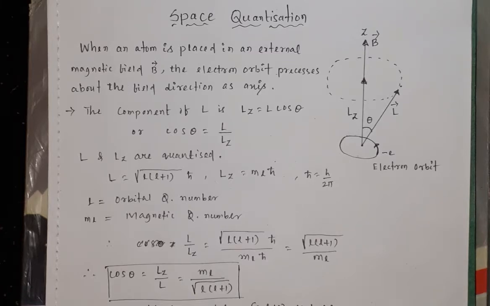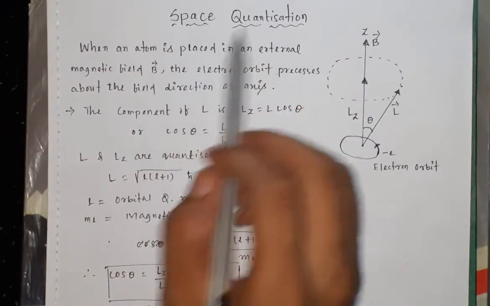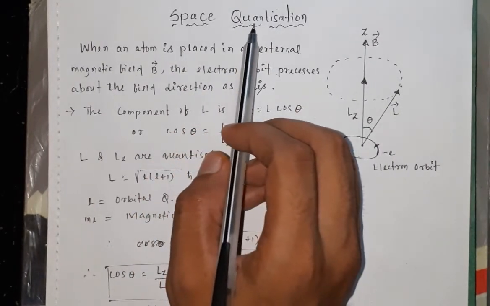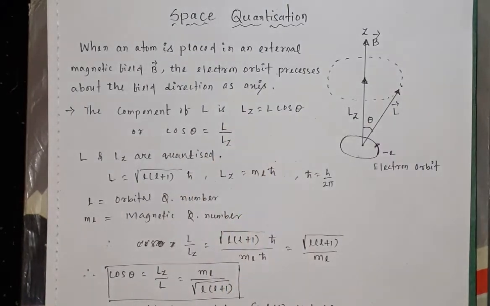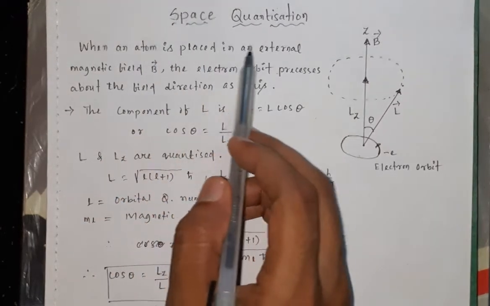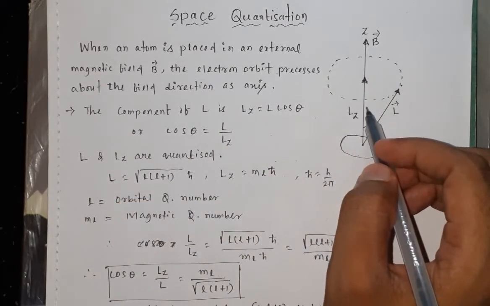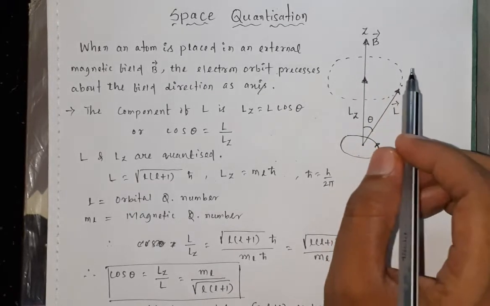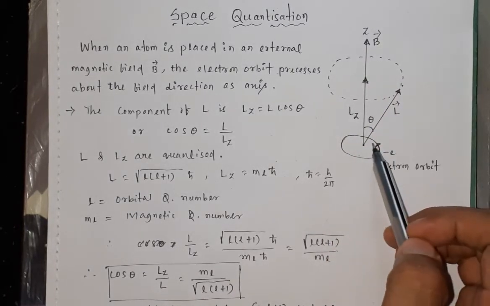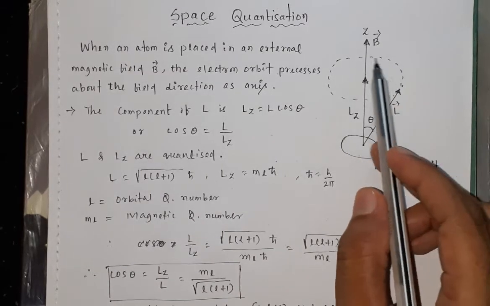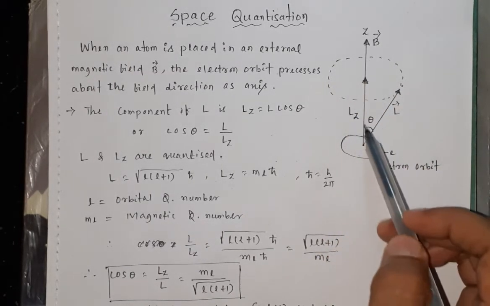So in today's video we will discuss space quantization. In the previous lecture I told you about the Larmor precession. Space quantization is directly related to the Larmor equation, the Larmor precession. We have read that when an atom is placed in an external magnetic field B, the electron orbit precesses about the field direction as an axis, and this is called the Larmor precession.